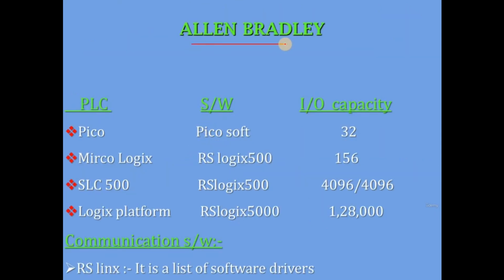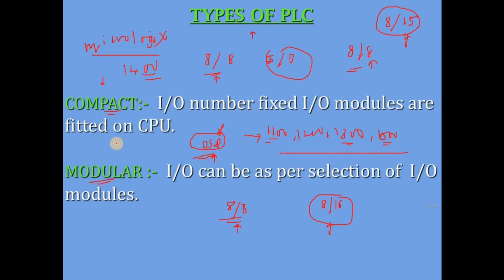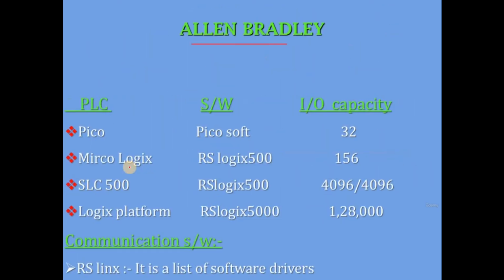Now here is one more important thing: software. We have discussed the manufacturers, along with the types of PLCs, compact type and modular type PLCs. Along with that, the software part is also important. Here you can see the types of PLC: Pico, Micrologix, SLC 500, and the Logix platform. But in this series, I'm going to tell you about the Micrologix as well as the SLC 500. These two PLCs we are going to learn in this series.